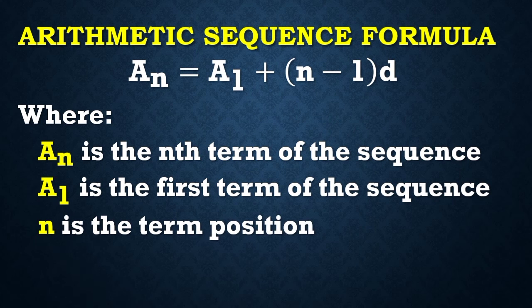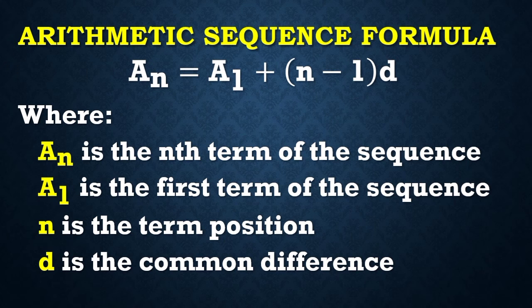And then n is the term position. Like for example, if I ask you to get the 50th term of the arithmetic sequence, so anong term position na hinahanap natin doon? That is 50. Next, d of course is the common difference. So pinaliwanag ko na sa inyo kung anong ibig sabihin ng common difference. Again, common difference, ito yung ina-add sa mga terms para makuha yung susunod na terms. And then, yung common difference, constant siya, hindi nagbabago.